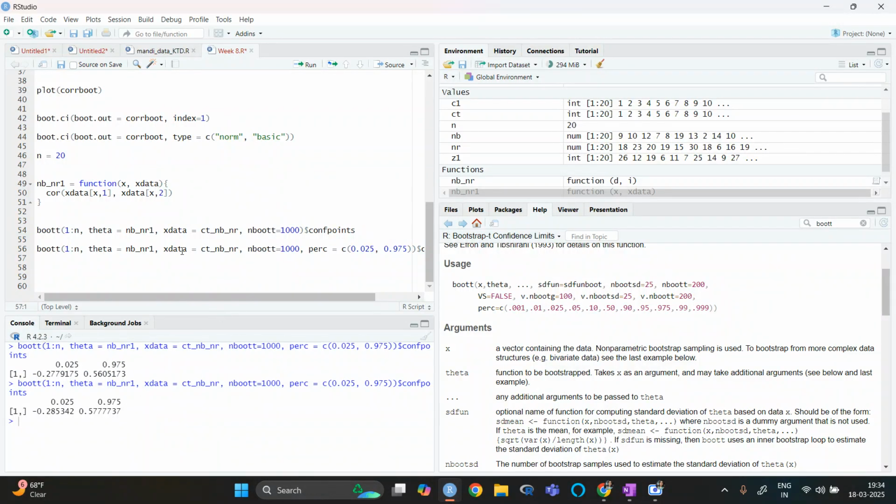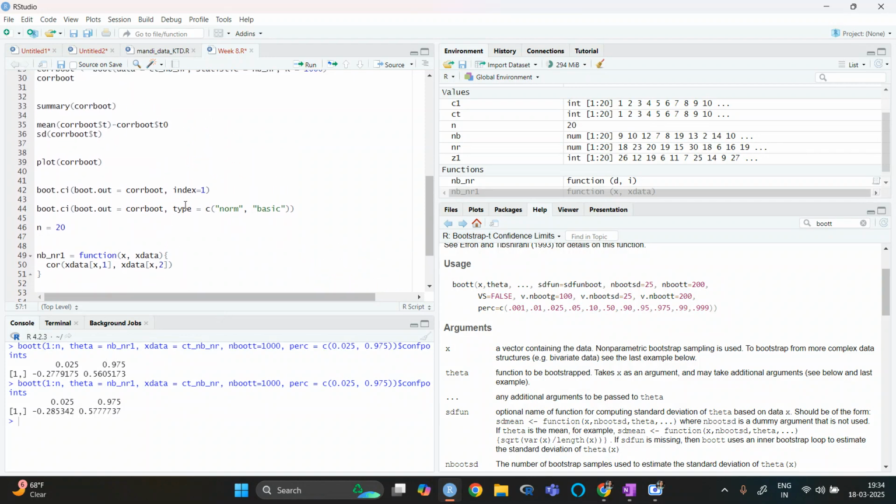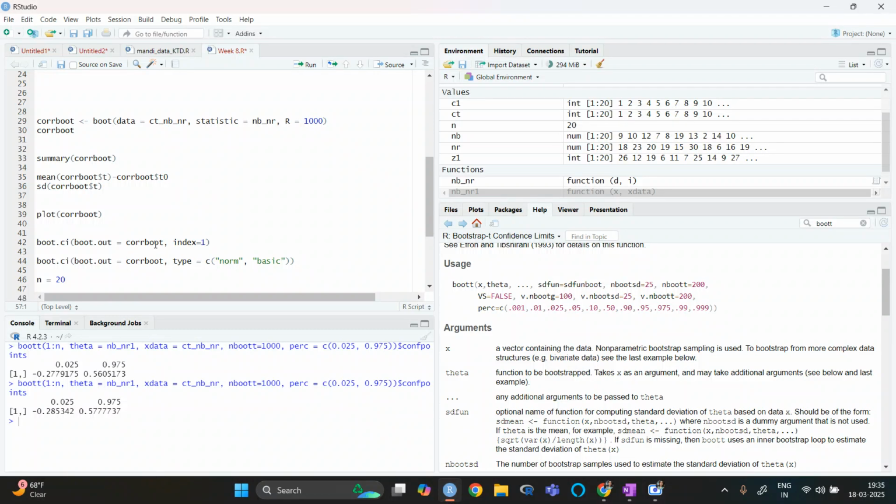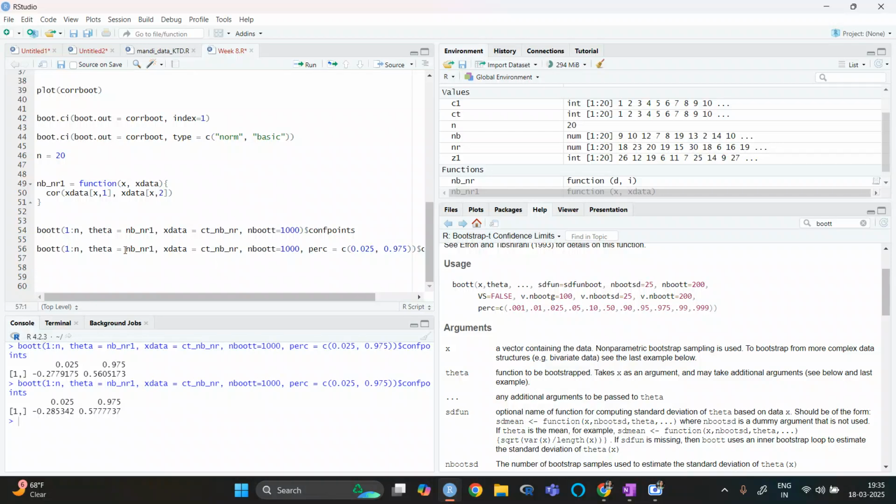Why? Because it is taking from the starting. Here I have given the core boot, so the samples have already come. It does not matter how many times I run it, there is one sample, so it will find the same confidence interval again and again. But here I have given it the correlation function and the data, so it is finding its correlation and its variance, which is needed for the t distribution. That is why it needs to create the samples again and again, and that is why its confidence interval is also changing.